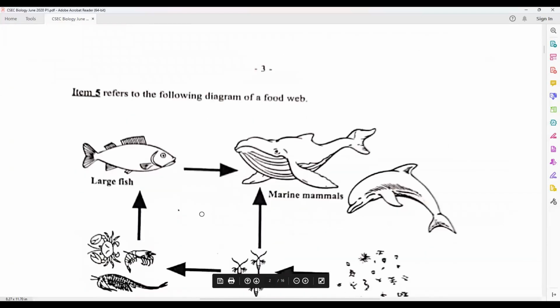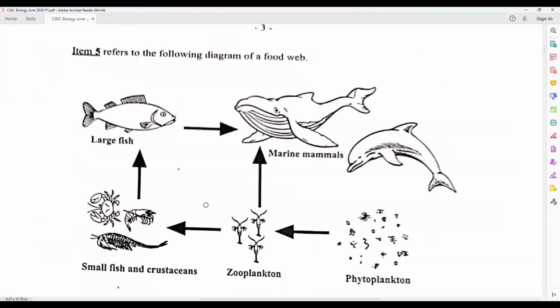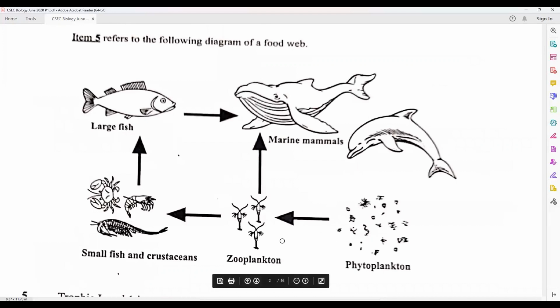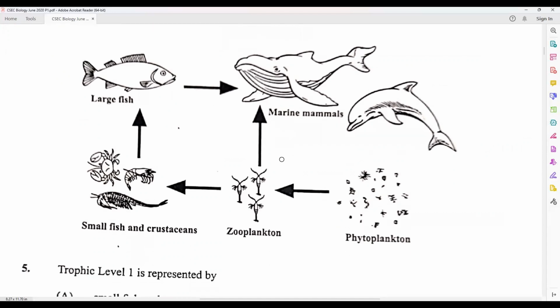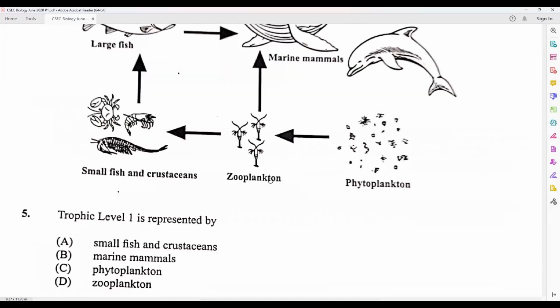Question 5 refers to the following diagram of a food web. It starts with phytoplankton, with the marine mammals being the top predator. Trophic level 1 is represented by phytoplankton, the start. So C is the answer.